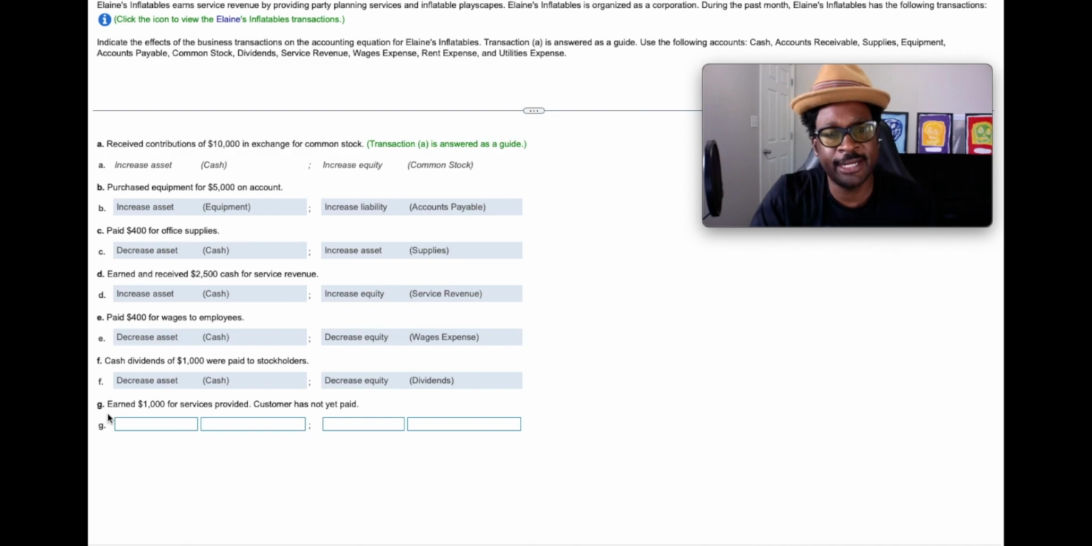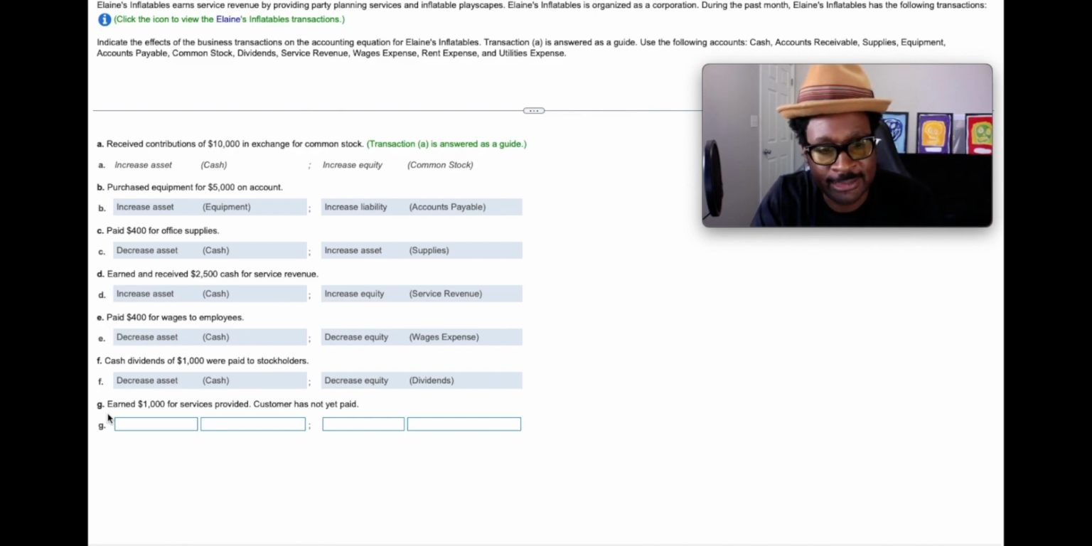Next, earned $1,000 for services provided. Customer has not yet paid. Couple of keywords in here, right? Services provided, not yet paid. Customer hasn't paid. So we provided some services, gang. Anytime you provide services, I want you to have this one particular account ringing the bell in the noggin. Providing the services or selling a product always generates revenue, increasing our revenue. And we know that revenue affects retained earnings, and we know retained earnings is a part of stockholders' equity.